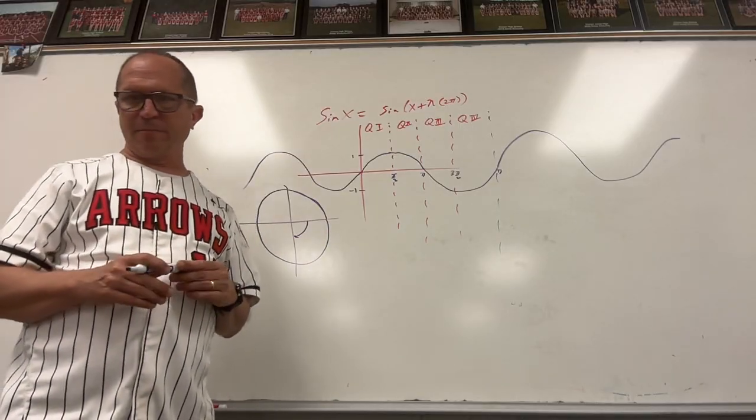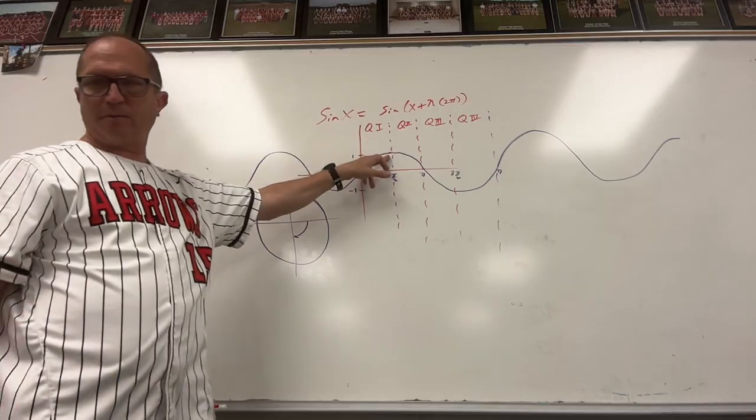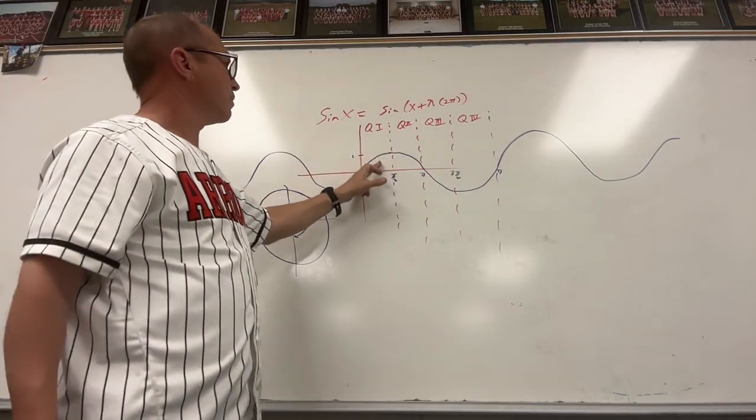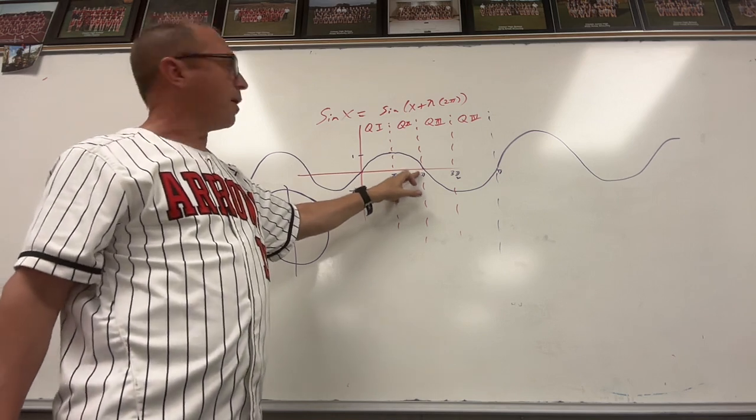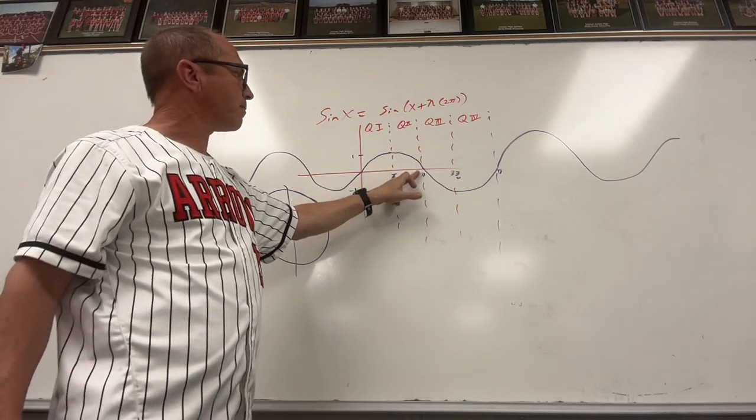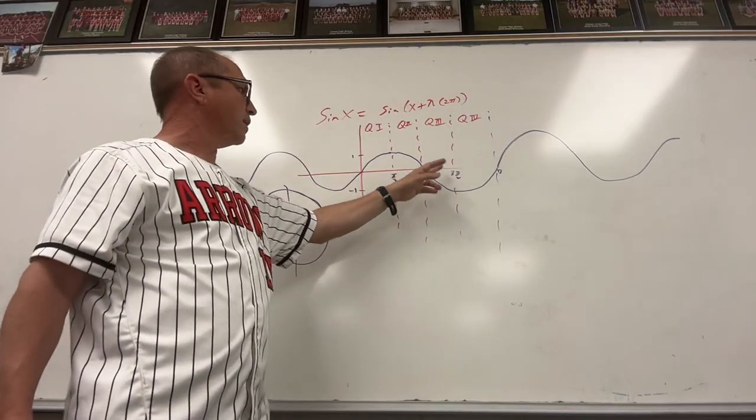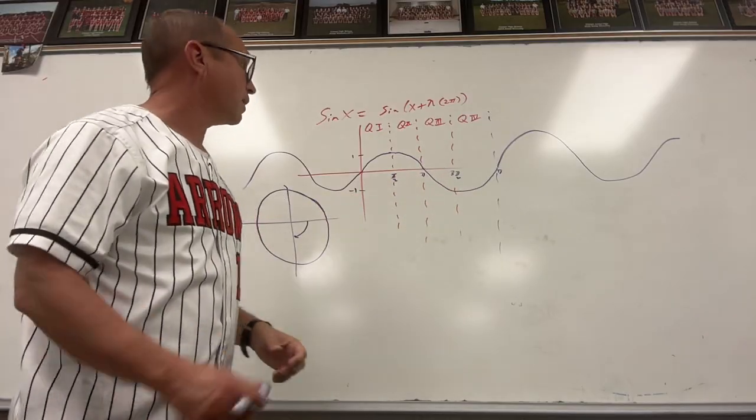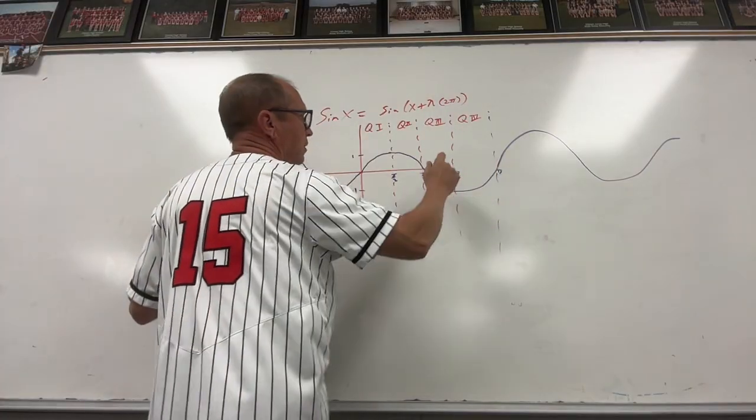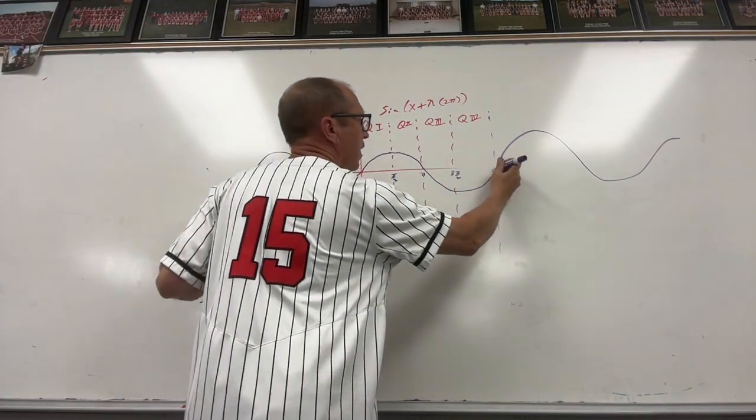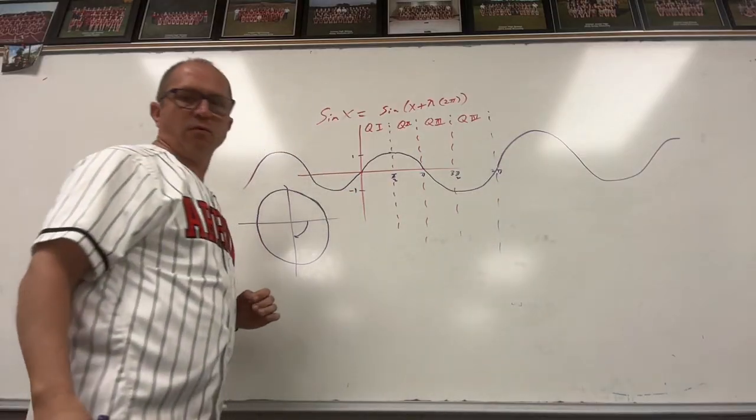So here we have sine increases from 0 to 1 between 0 and pi over 2. From pi over 2 to pi, we decrease from 1 to 0. From pi to 3 pi over 2, we decrease from 0 to negative 1. And then from 3 pi over 2 to 2 pi, we increase back from negative 1 to 0.